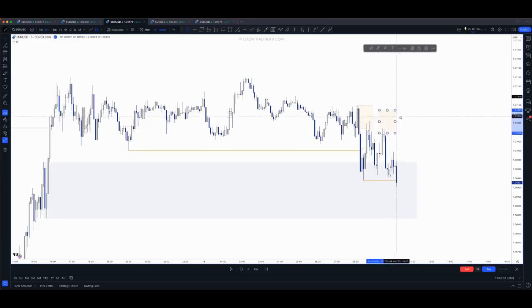Is the PBL still active? Well, where is the supply that broke the low? It's here, right? This is the nearest supply that broke the low. Clearly, the PBL hasn't been mitigated and it hasn't made a new low. So that means this trade idea is active.